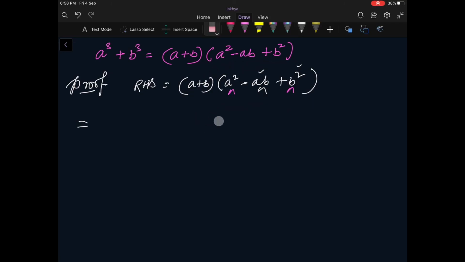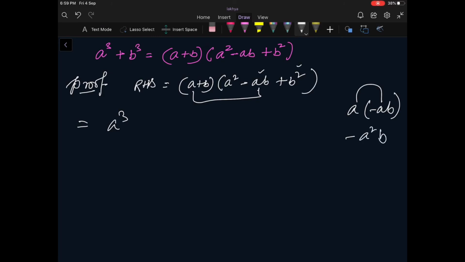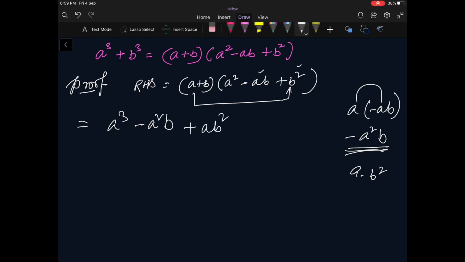So let me show you one by one. Let me repeat this. Let us multiply first a and a square, that is a cube. Then a into minus ab: we know a into a square, so the result is minus a square b. Then let us multiply a and b square. a into b square is simply ab square.